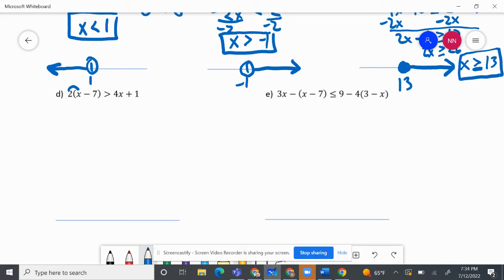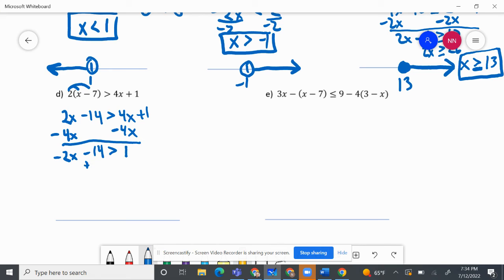Looking at letter D, we distribute the 2, and we get 2x minus 14 is greater than 4x plus 1. I'm going to subtract the 4x. For inequalities, it's really nice to have the x on the left-hand side. And we have -2x minus 14 is greater than 1. I'm going to add the 14, and that gives me negative 2x is greater than 15.